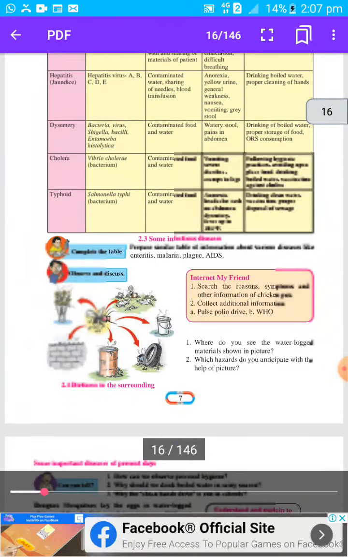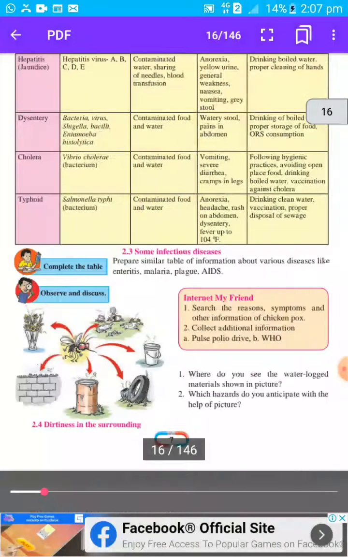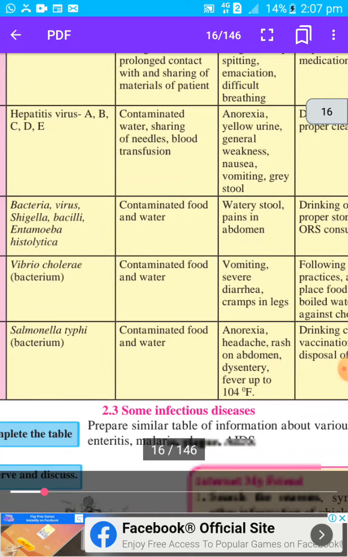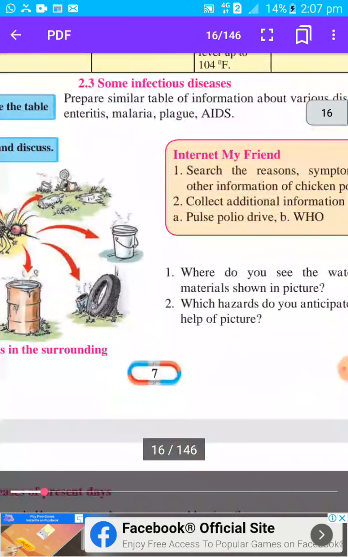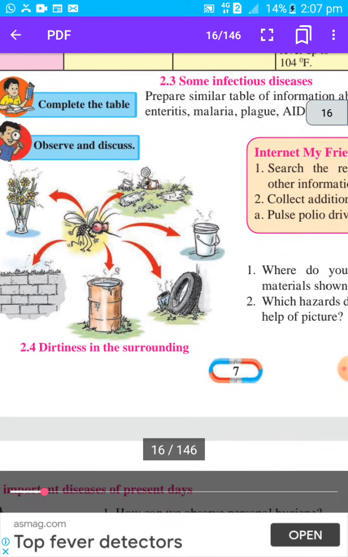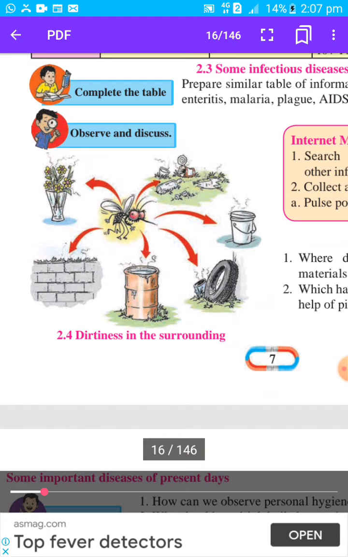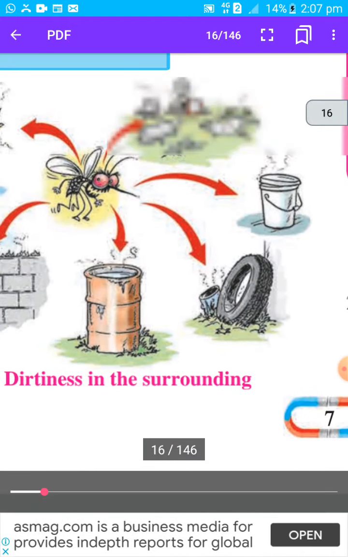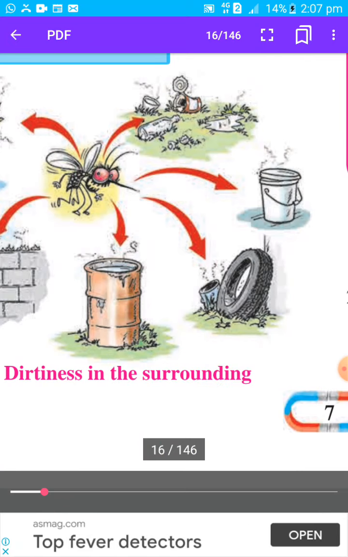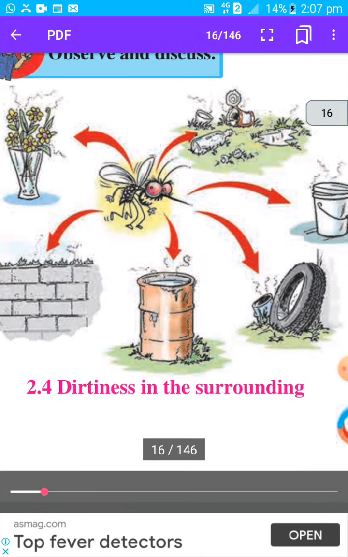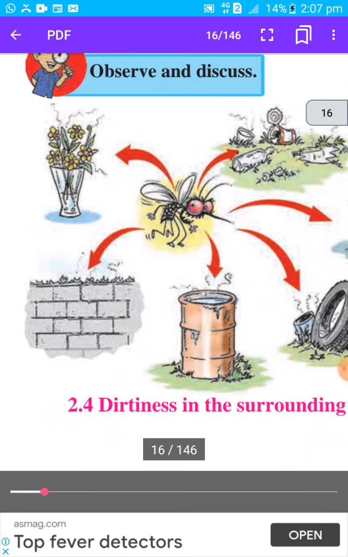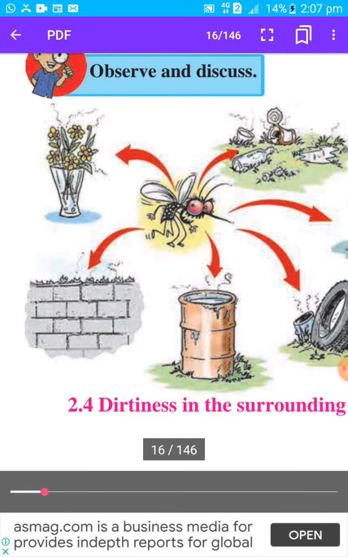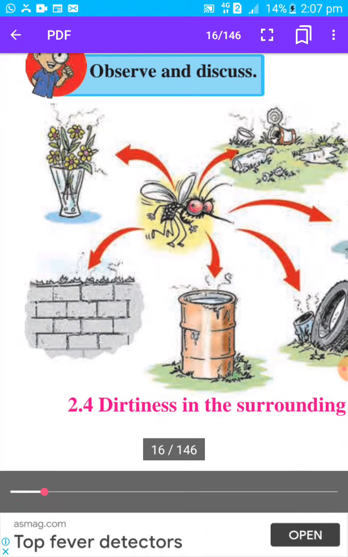Okay, so you have to make a table just like this table, and write the information. So search it from the internet and complete that table. Okay, then observe and discuss. So here one picture is shown, dirtiness in the surroundings. We all know that many times dirt is there around our house, and it can also lead to various diseases.